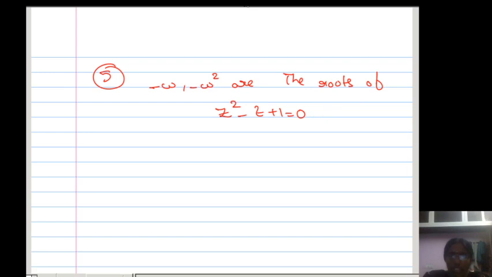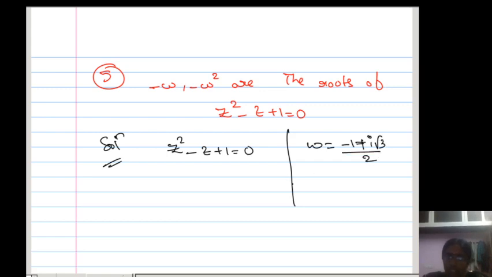We know that, so by using that, first take z square minus z plus 1 equal to 0. Omega, the cube root of unity, is minus 1 plus i root 3 by 2. What is omega power 2? Minus 1 minus i root 3 by 2. So this is omega and omega power 2. And z square minus z plus 1 equal to 0 is the equation.